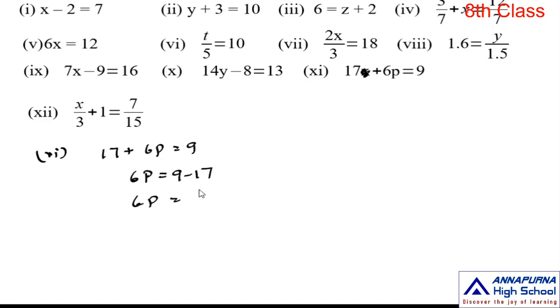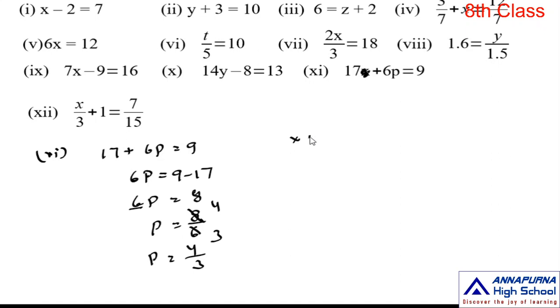So 6p is equal to 9 minus 17, how much? 8. So p is equal to, when you transpose this 6 to the right side, 6 multiplies p. So when you transpose to the right side, it divides the right side part. On the right side we have 8 by 6. And when you express it in simplest form, in the 2 table, 4 times, 3 times. So p is equal to 4 by 3.